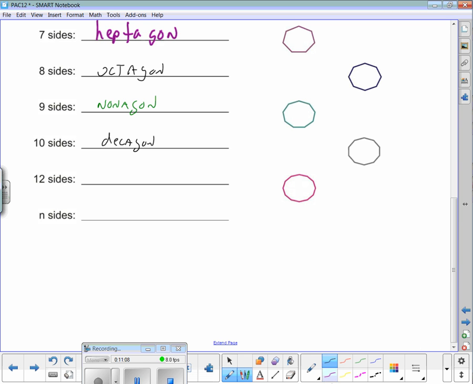Anybody happen to know 12? Most people don't. 12? Jack? Dodecagon. That's from Sound of Music, you know, doe, a deer, a female deer, ray. All right, and then, believe it or not, n sides would be an n-gon. Yeah, I know, it's tough. Life is tough.